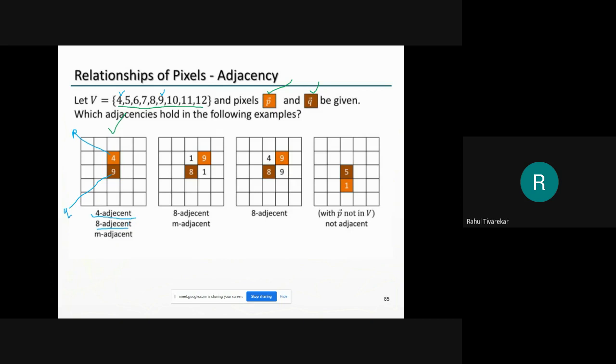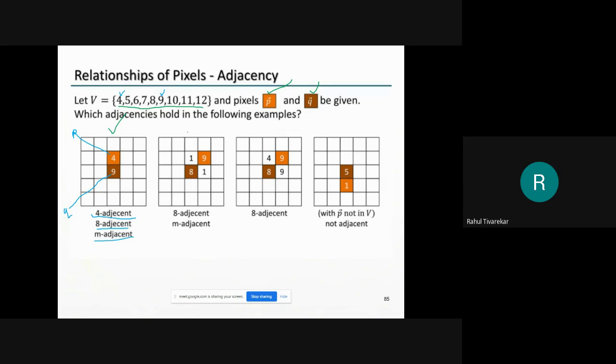Now about M-adjacency, what is the rule? Either they should be 4 neighbors, or the second rule is they should be diagonal neighbors, and their 4-neighbors should not have a common element which is present in V. Okay, so here the first criterion is satisfied. They are 4 neighbors of each other, and both the values 4 and 9 are part of V, and hence they are M-adjacent also.